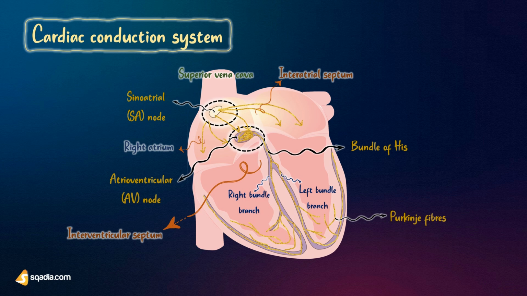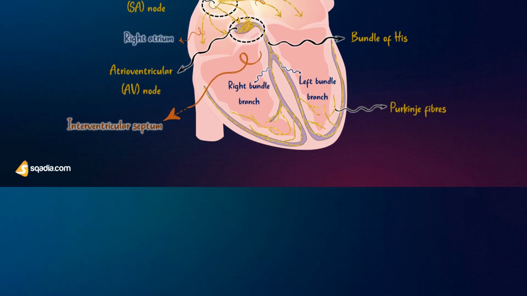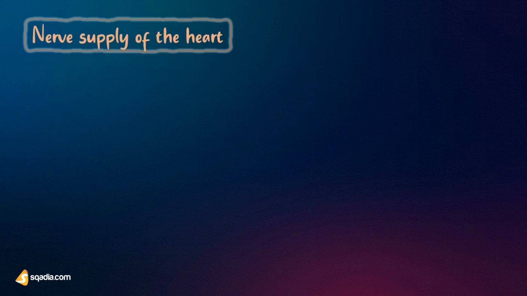And the position of the Purkinje fibers accounts for the almost synchronous contraction of the ventricles. So these were all the anatomic structures involved in the conduction system of the heart. Now the last part of today's lecture is about the nerve supply of the heart.